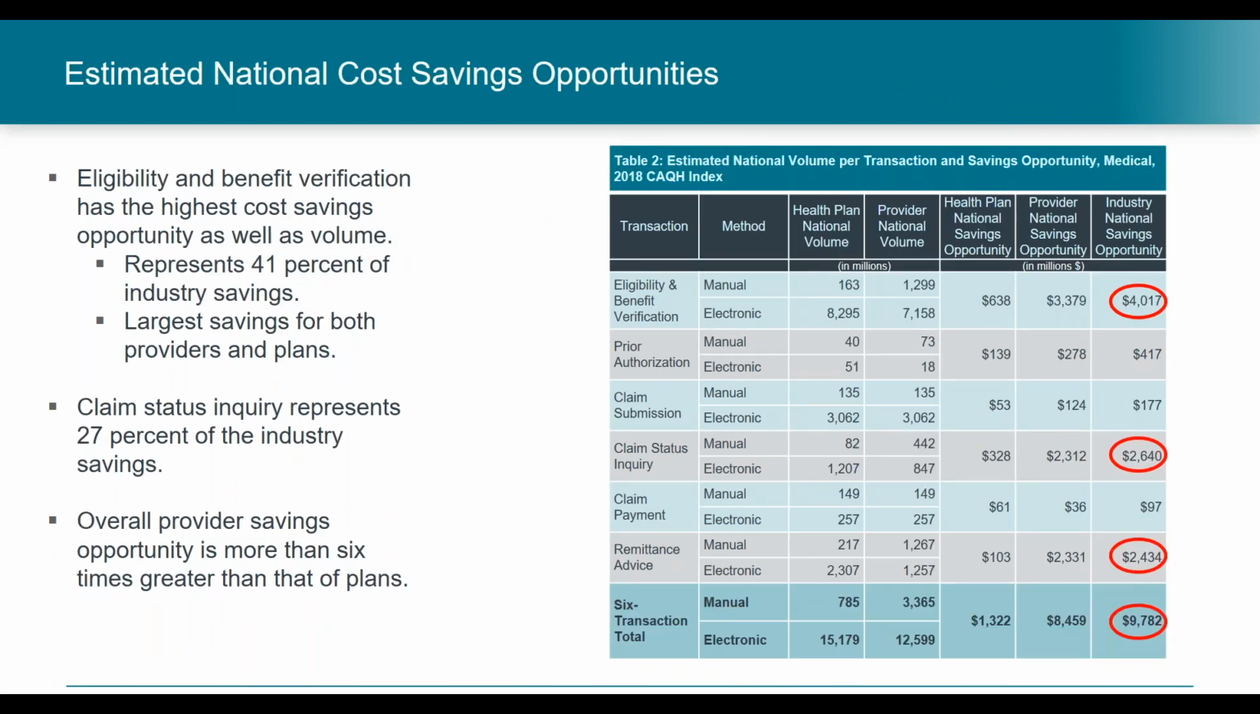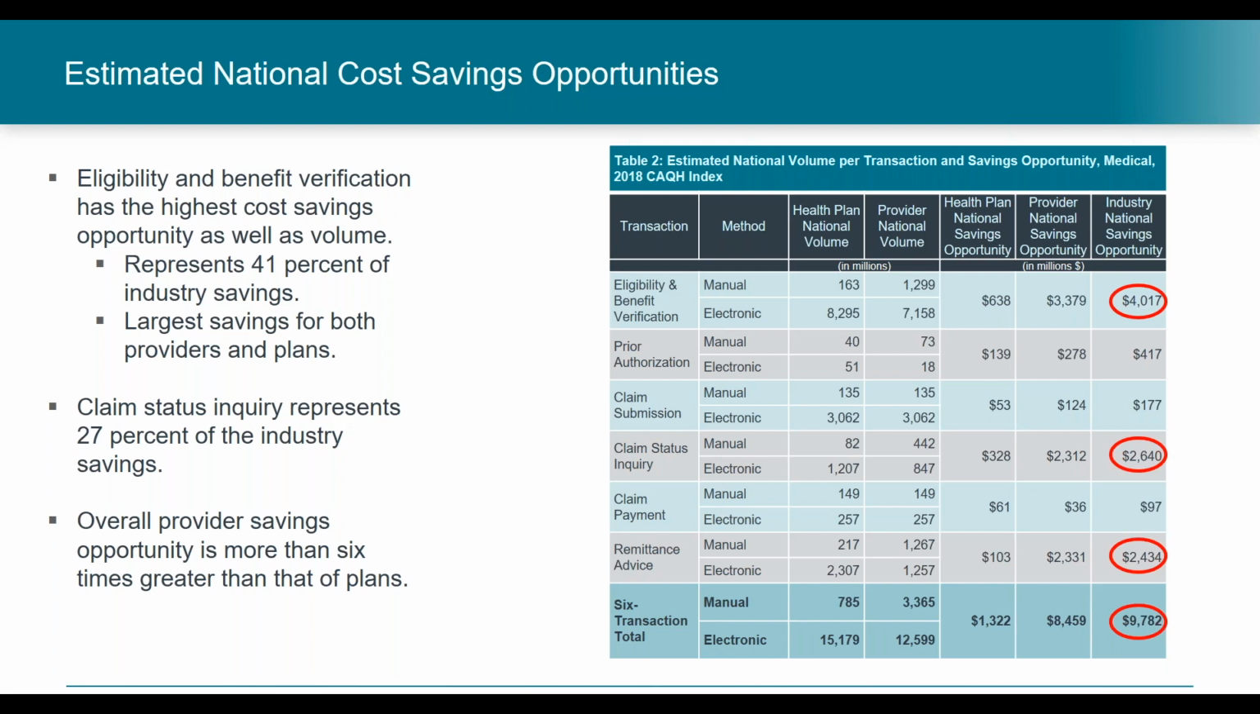Projecting to national savings, eligibility and benefit has the highest cost savings opportunity at $4 billion. This savings represents 41% of the overall industry savings of $9.8 billion and is the largest savings opportunity for both plans and providers. Claim status has the second largest savings opportunity at $2.6 billion, which represents 27% of the overall savings. And remittance advice at $2.4 billion represents 25% of the overall industry savings.